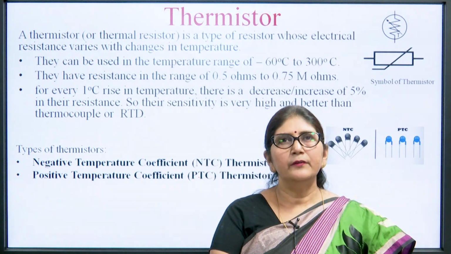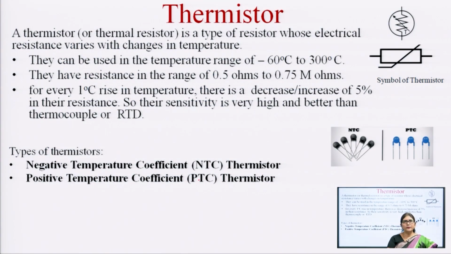Then the thermistor. What is a thermistor? A thermistor is basically a type of resistor which converts a change in temperature into a change in electrical resistance. Thermistors are made up of semiconductor material, and we know that in semiconductors, when temperature changes, the conductivity also changes. Thermistor is the short form of thermally sensitive resistor, and they are used for the temperature range from -60° centigrade to 300° centigrade.